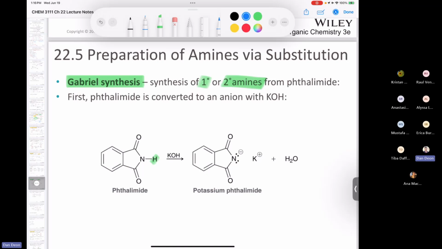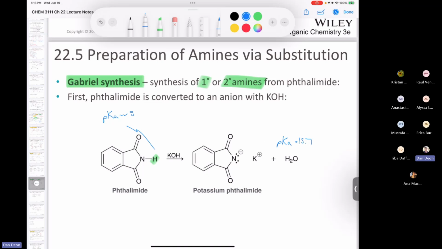It turns out the pKa of this proton is around 8, something like that. And of course, that's our acid. Potassium hydroxide is the base. Potassium phthalimide is the conjugate base. And so water is your conjugate acid, which has a pKa of 15.7. So the equilibrium is going to lie to the side of the weaker acid. And so potassium hydroxide is good at deprotonating phthalimide, and we end up with potassium phthalimide.